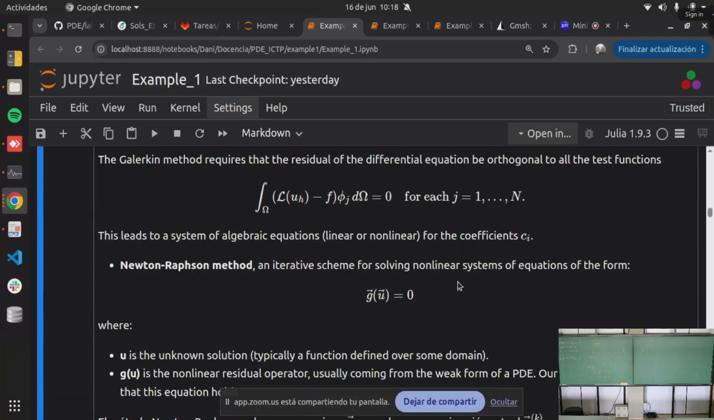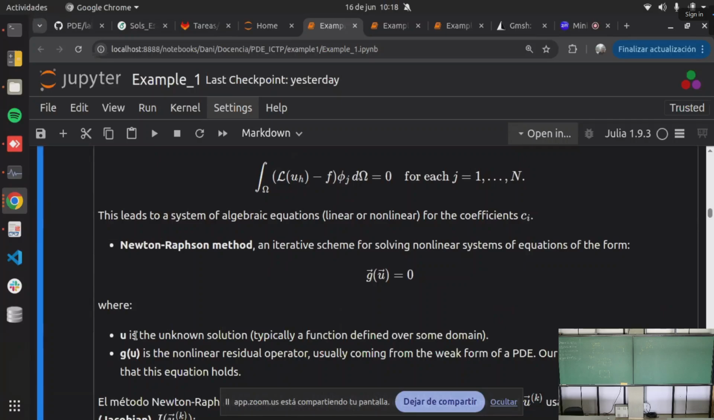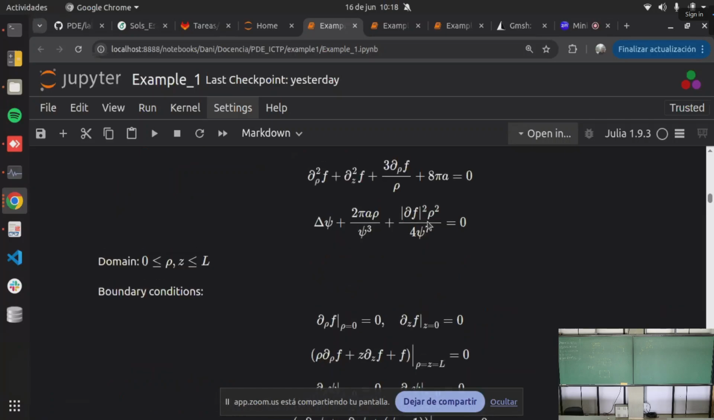So imagine that we have an equation of the form like this, where U is the unknown solution, that is C in our case, and G is the nonlinear residual operation, that is the way that we write the equation.